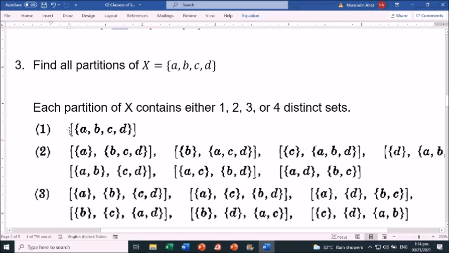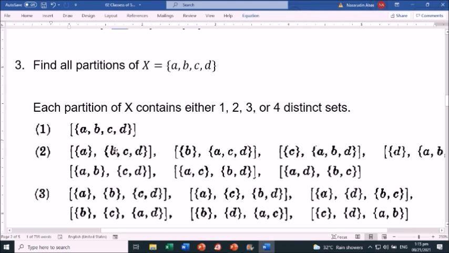So, yung buong set mismo ng X, A, B, C, D. So, buo siya, one distinct set. For number 2, we have here, ilan 'to? 1, 2. So, tig-dalawa. Tig-dalawa yung partitions. Dinivide sa tig-dalawa lang.